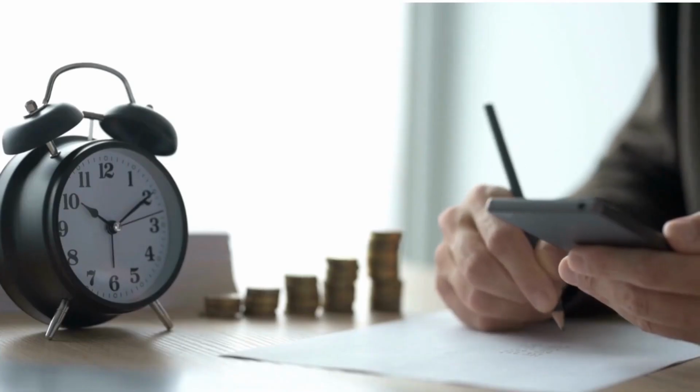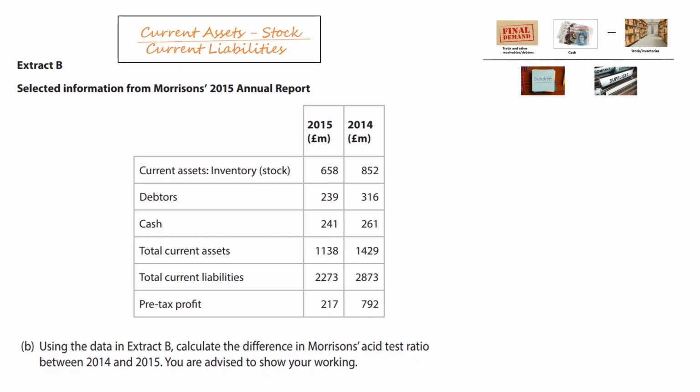Let's calculate some more ratios. Onto an acid test ratio question. Using the data in extract B, calculate the difference in Morrison's acid test ratio between 2014 and 2015. You are advised to show your working.